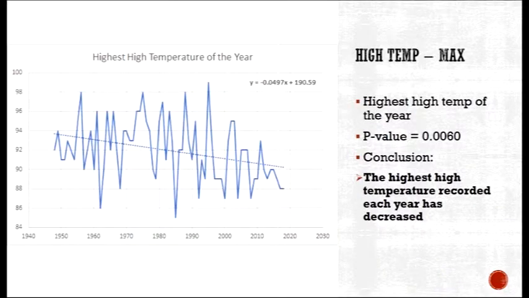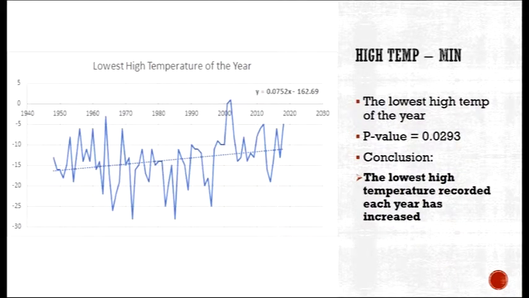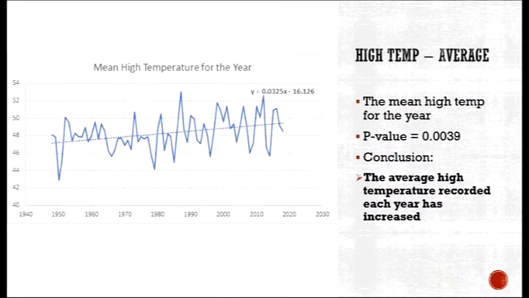For the highest high temperature of the year, when you look at the graph, we have a p-value of less than 0.05, so it's fair to say that we have a significant enough change to say that overall the highest high temperature recorded each year is decreasing over time. For the lowest high temperature of the year, or coldest day of the year, we can see that it is a significant enough change to say that over each year the mean is increasing. For the average high temperatures, we see that that is also increasing.